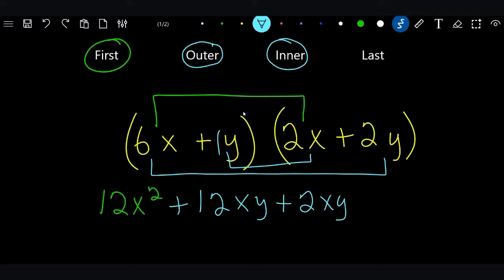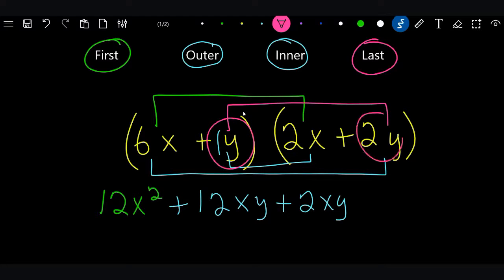Now, some of you might have already noticed why I wrote those in the same color, but I'm going to leave those for now. Maybe you can figure that out while I'm doing this next one. I'll do the next one in pink, and it is last. So we're going to take the last one in the first one and the last one in the second one, and we're going to multiply those. 1 times 2 gives us a 2, and y times y gives us a y squared.